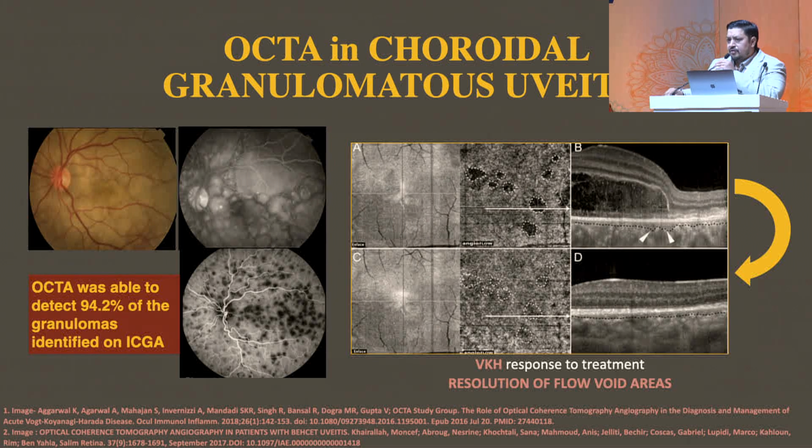So although VKH is a granulomatous disorder, which can be diagnosed clinically and has been very extensively diagnosed on FFA and ICG, the study that was done in PGI when I was there showed that 94% of the patients who had granulomas on ICG were able to be detected by an OCTA. And what is the benefit of it?